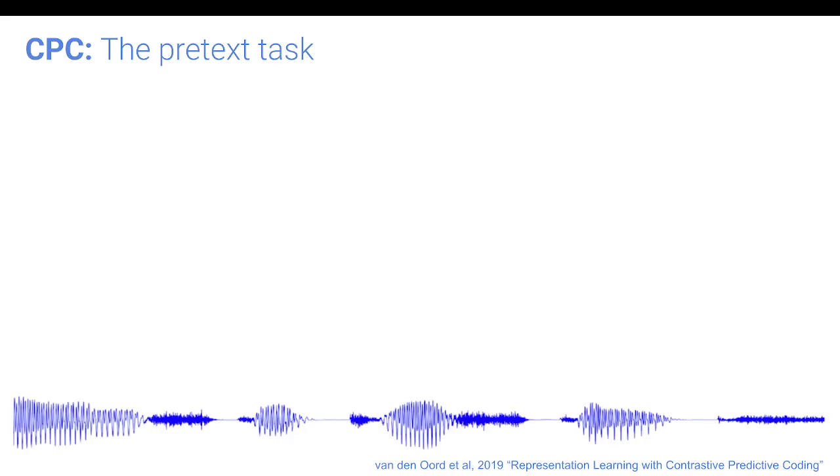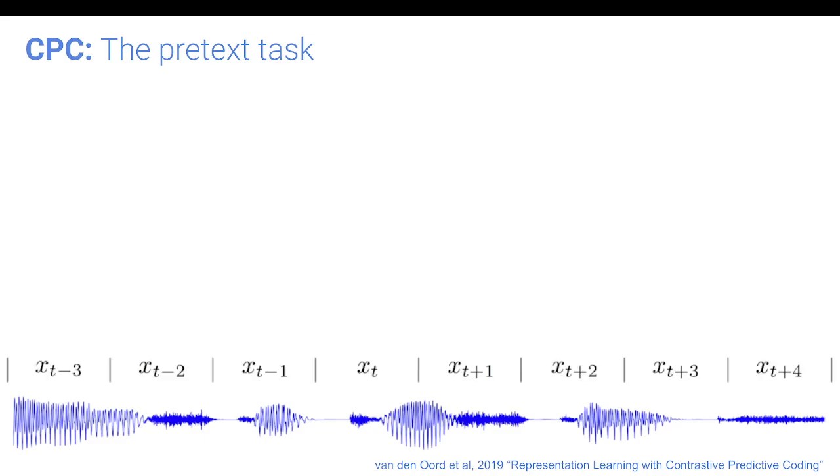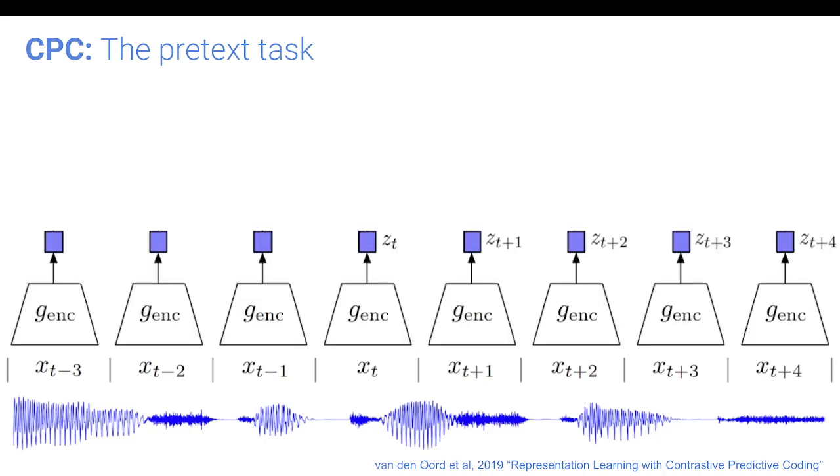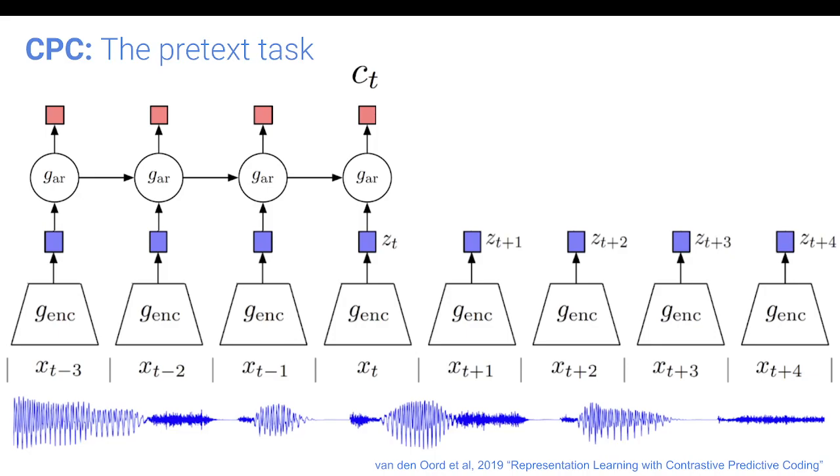So first, let's look at the architecture itself. You have the audio input. You have a feature vector every time step. You run it through an encoder that produces the latent representation Z. So these Z vectors are a pretty local representation of speech. And then, given this local representation Z, you have the aggregator network that aggregates them to produce a contextual representation CT.